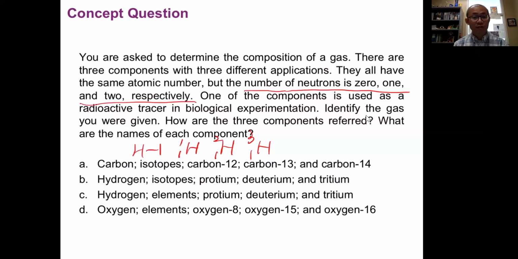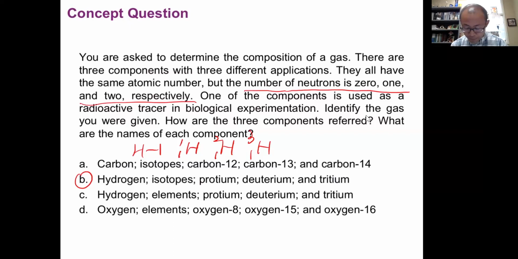And we have a name for those 3 hydrogen isotopes. We call those protium, deuterium, and tritium. Okay, so the answer is B. And those 3 isotopes are actually very commonly used in all kinds of applications besides hydrogen gas. Deuterium or heavy hydrogen, or tritium, hydrogen 3, which is radioactive, are used in all kinds of applications.